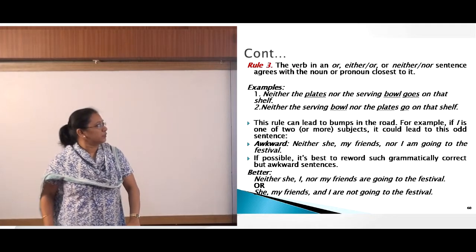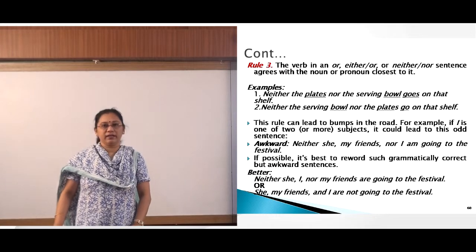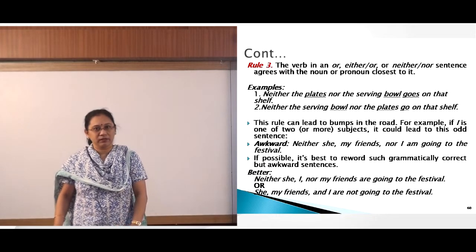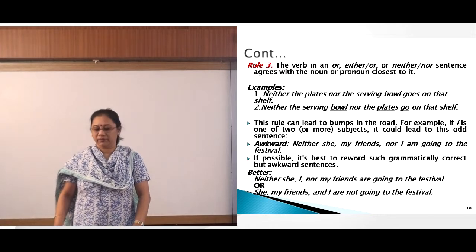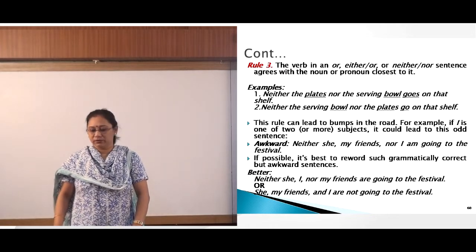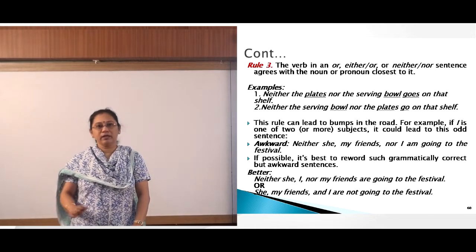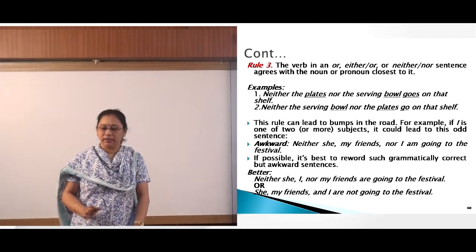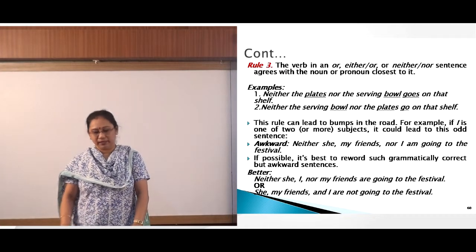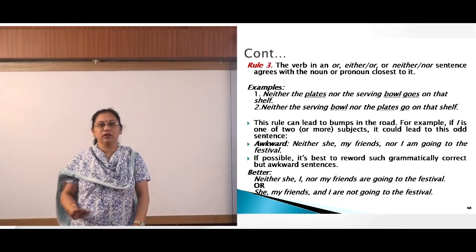Neither the plates nor the serving bowl goes on that shelf. So here you have to identify the noun. We don't have a pronoun in this sentence. There is a noun. There are plates and there is a bowl that we are talking about. Now according to rule 3, you have to identify the noun, and the verb that follows it will relate to the noun that is there before the verb. Therefore, in neither the plates nor the serving bowl, bowl is in the singular form, and that is the noun that comes before the verb goes.